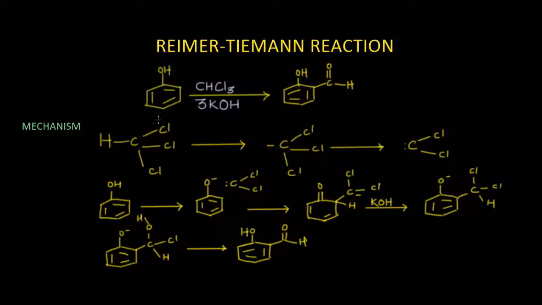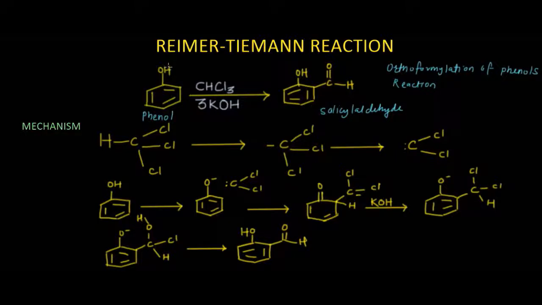Now let us try to understand this reaction in detail. In Reimer-Tiemann reaction, your phenol, which is a starting material, will get converted to a compound called salicylaldehyde. Basically, it is an orthoformylation reaction. Orthoformylation of phenols.